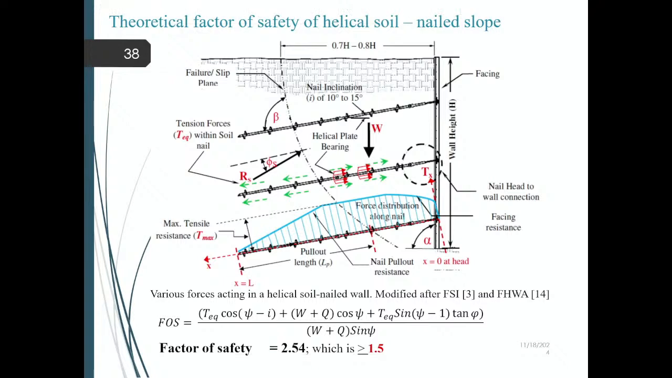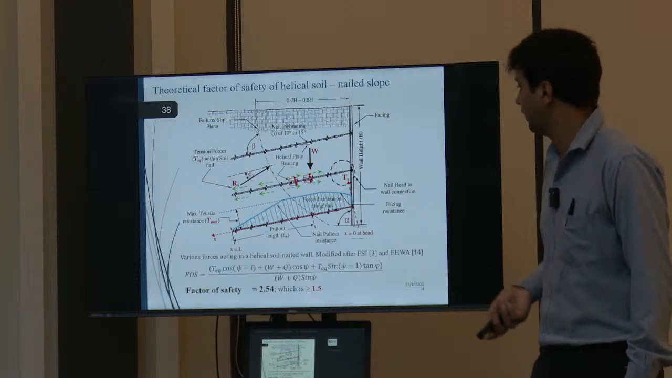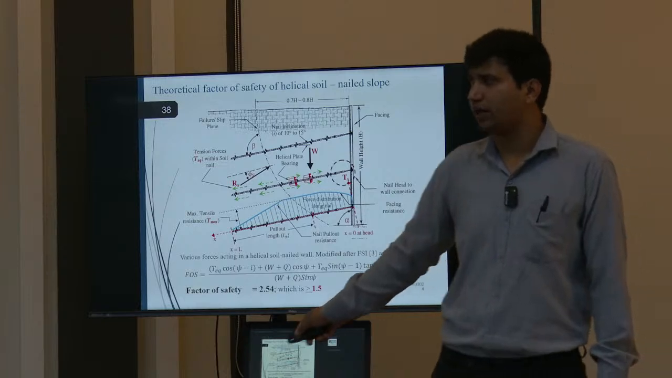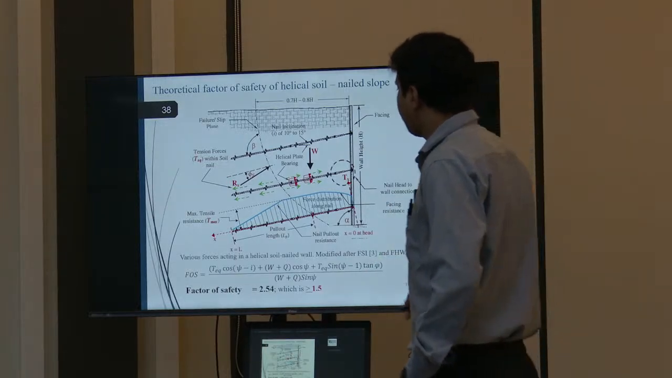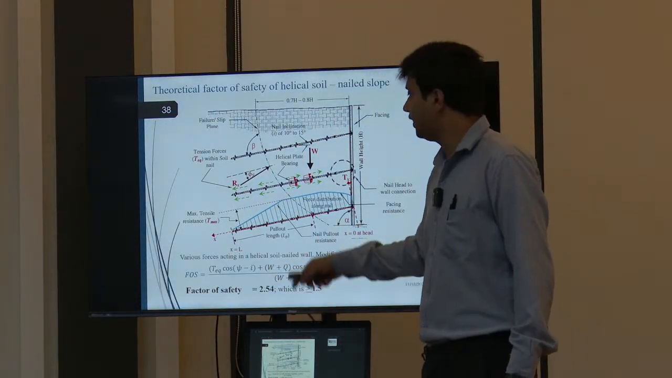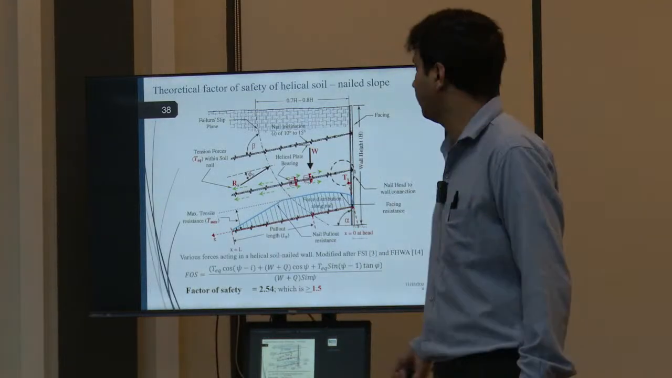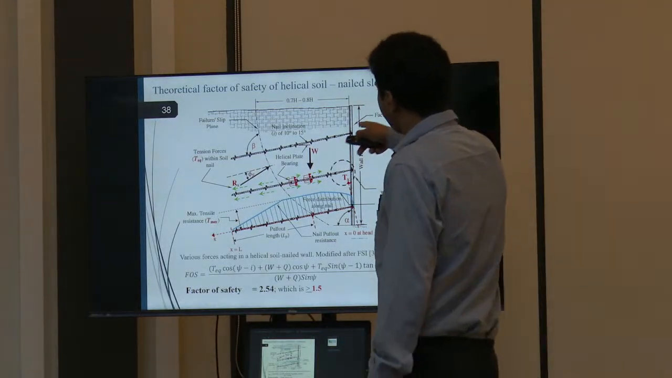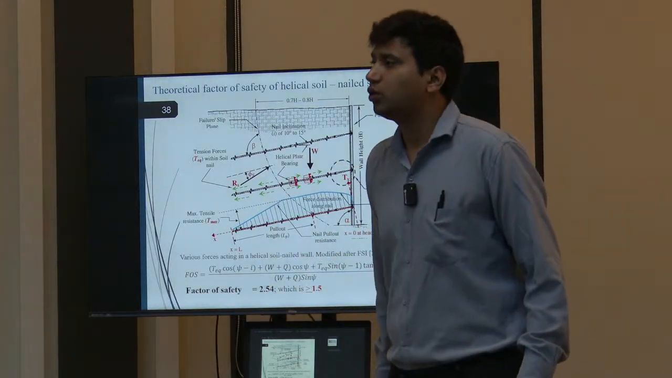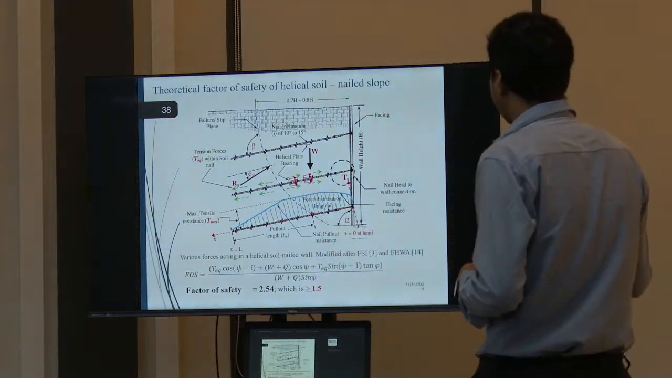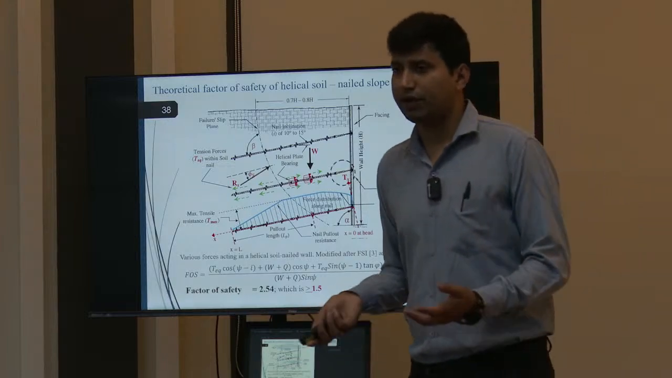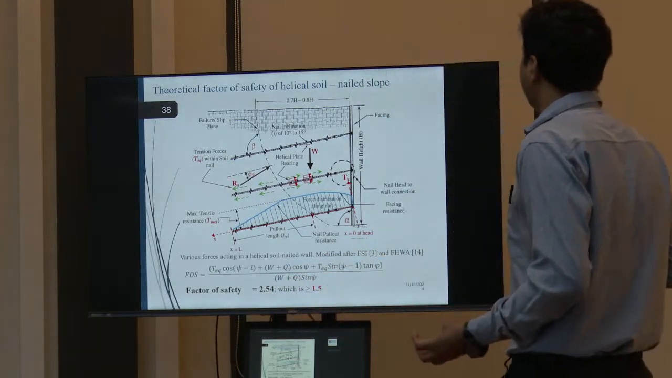Also, we have calculated the theoretical factor of safety using the soil nail. There is a formulation given by the IS code and the FHWA, different codes of soil nailing. So we have put in the value of the surcharge weight and the interface friction. By putting in all these values, when we install a nail, theoretically we calculated the factor of safety, which is 2.54. We get the value 2.54, which is greater than 1.5. 1.5 is considered as the global factor of safety.